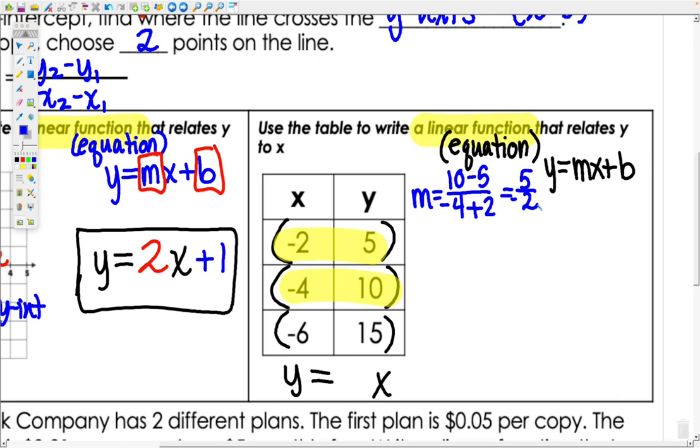This is my M, so come over here. See this M? I'm gonna come down here and put it right here. Sometimes it might help to put that arrow over there because I want you to know what you're doing with it. You're putting your M right there. Now we want to find our B.